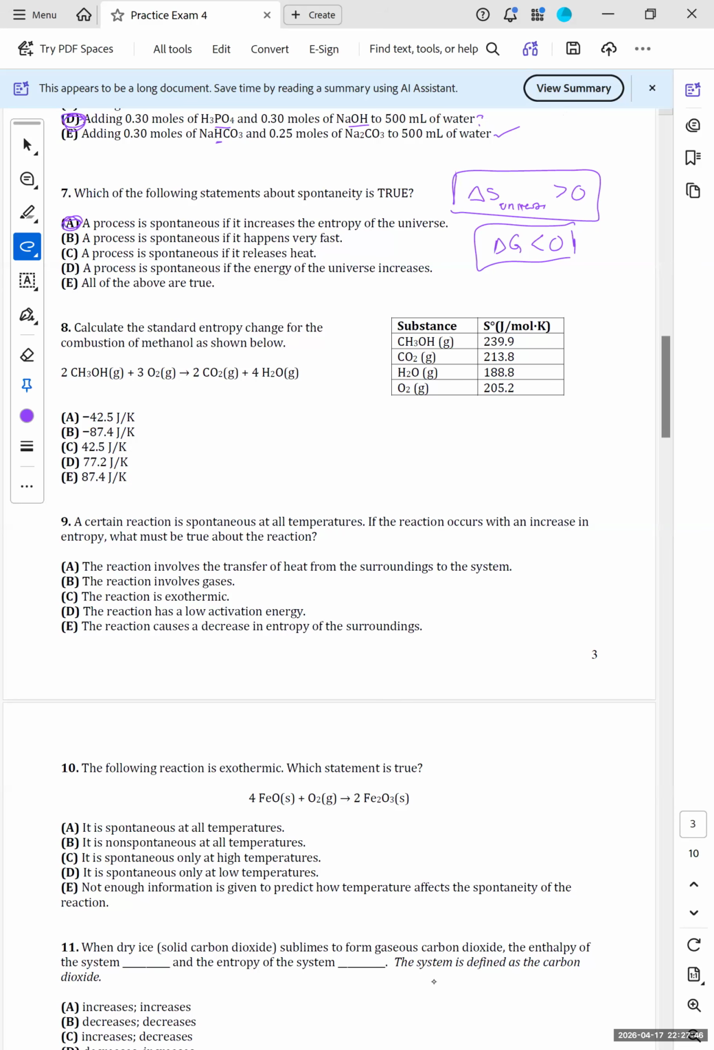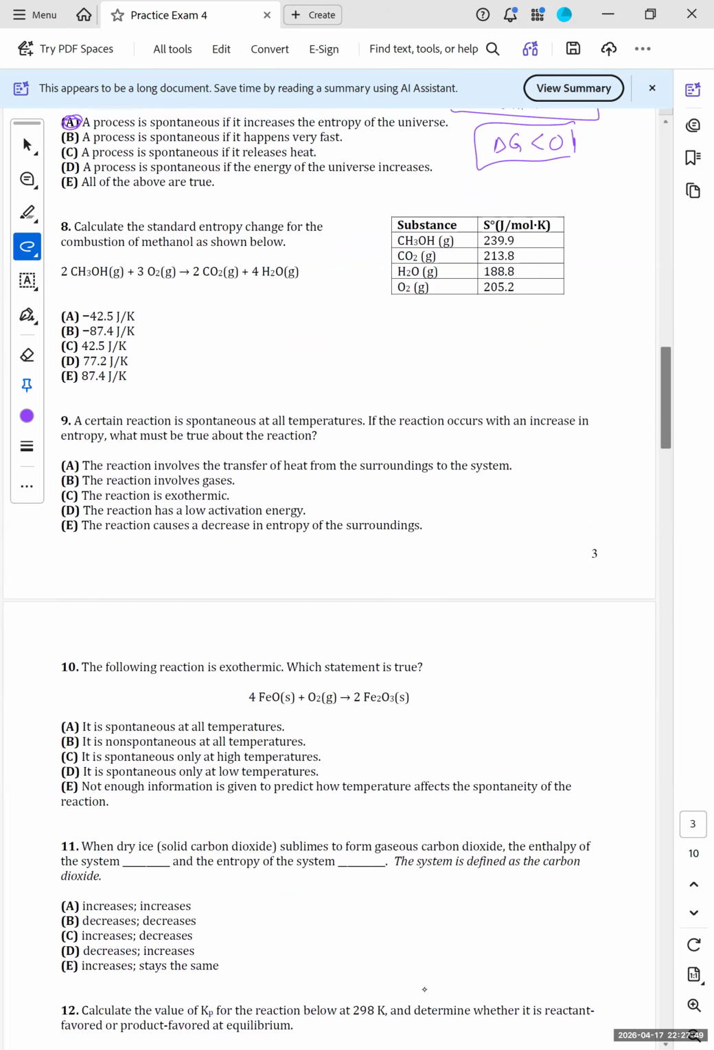All right, let's look at 8. The combustion of methanol is shown below. Okay, so this is asking to calculate the delta S of the reaction. These are on a couple of different problem sets that we did in class. So you use the formula delta S is equal to the sum of the products minus the sum of the reactants.